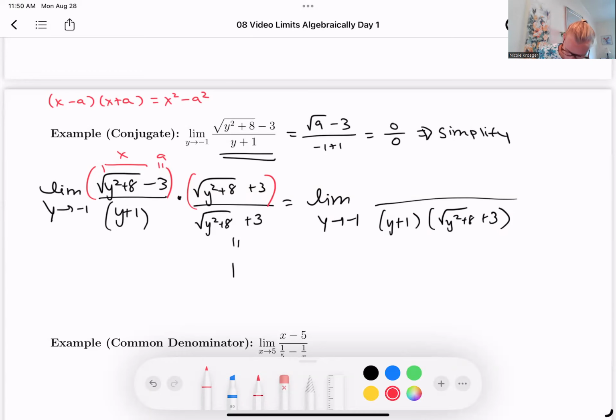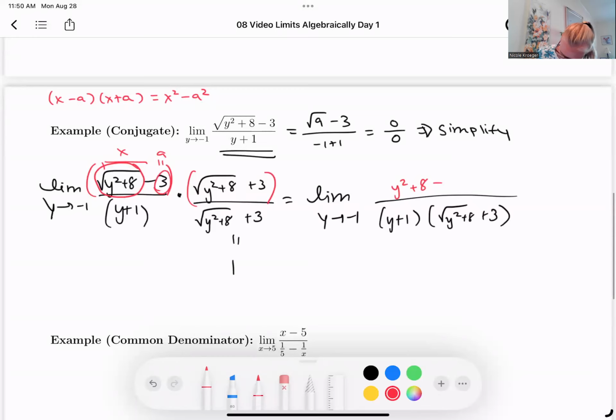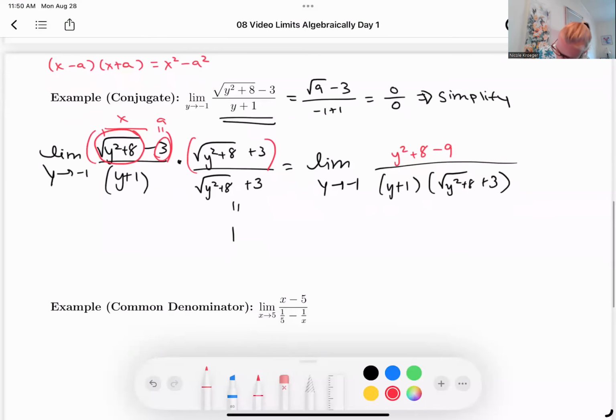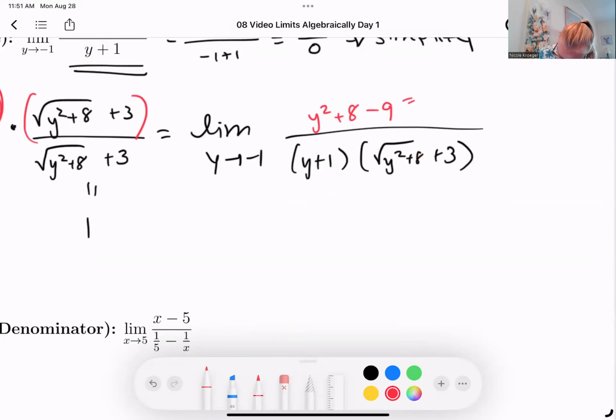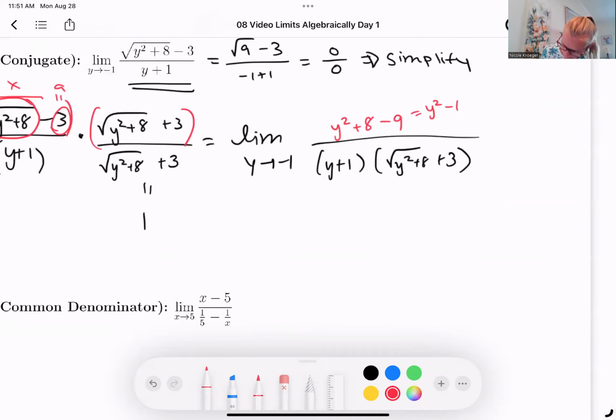So in this case, I should get x squared, this thing squared, which is y squared plus 8. The square root goes away because I've squared things, minus a squared. A was 3, so minus 9. Okay, this is good. We got rid of the square roots in the numerator. Y squared plus 8 minus 9 is the same thing as y squared minus 1.